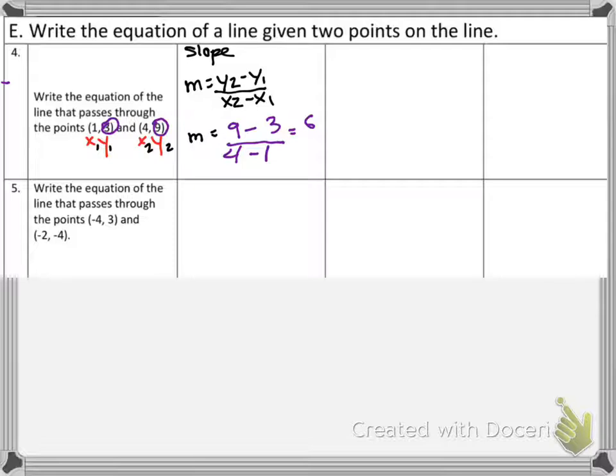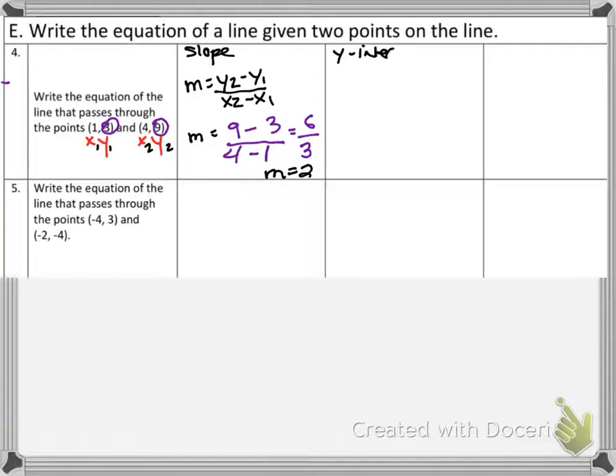9 minus 3 is 6. 4 minus 1 is 3. So then we always have to reduce that. 6 over 3 reduces to 2. So far we know that our slope is 2.